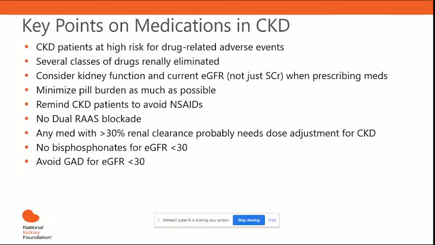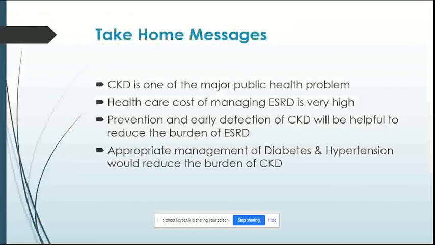That's an important aspect. We have to minimize pill burden as much as possible, because patients with CKD are on many drugs. We should avoid NSAIDs in patients with CKD. We should avoid dual RAAS blockade, that is, combining an ACE inhibitor and ARB. Any medication which has more than 30% renal clearance needs a dose adjustment. We should avoid bisphosphonate when the GFR is less than 30, and avoid gadolinium use when the GFR is less than 30. So these are important aspects of medication in CKD.